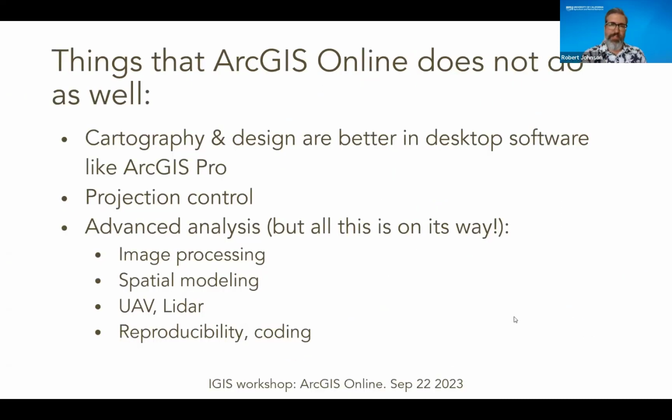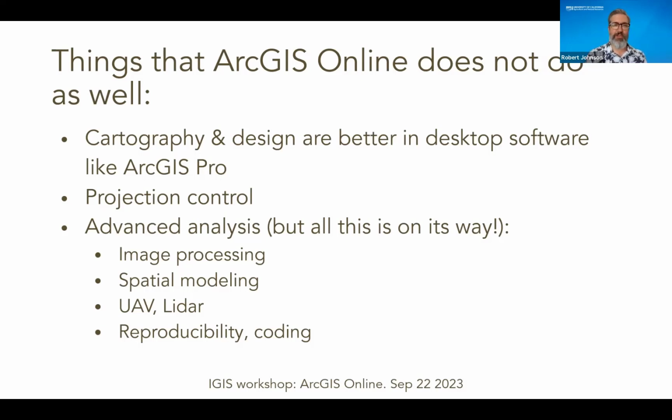There are several things that ArcGIS Online does not do so well, though. And the big one is just cartographic design. Your options in ArcGIS Online are going to be much more limited than in a desktop software environment like ArcGIS Pro. You can do some basic styling, you can work with labels, but you're not going to have a really nice, production quality cartographic map. That's just not something that it does, and it's really not what it's designed for.